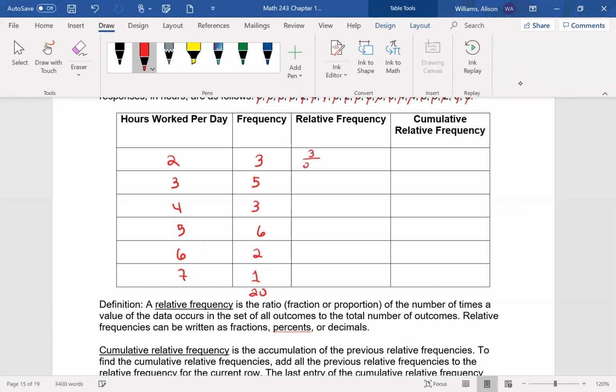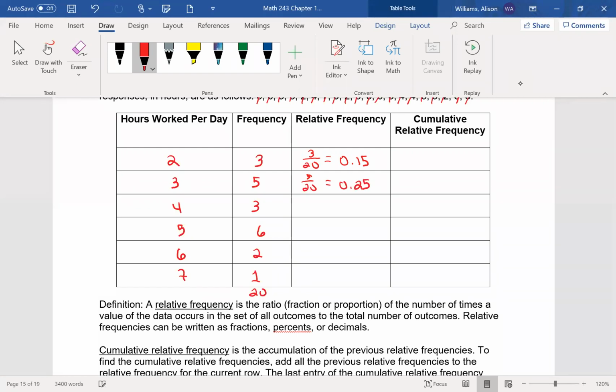But you'll notice that below, it does say you can write it as fractions, percents, or decimals. A lot of people favor thinking of it as a percent or a decimal because it makes sense to see how the data is split up among the categories. So 3 over 20 as a decimal is 0.15 or 15% if you want to write it as a percentage. 5 out of 20, that's going to give me 0.25.